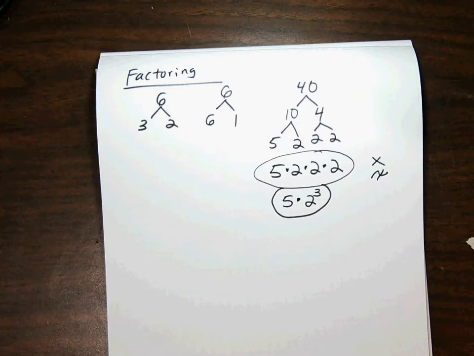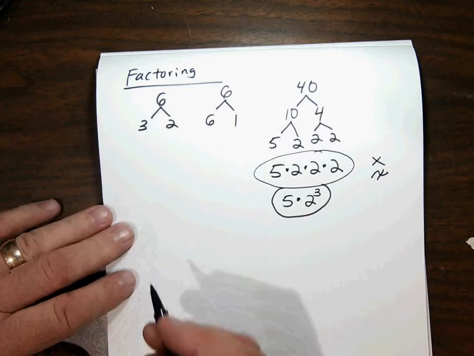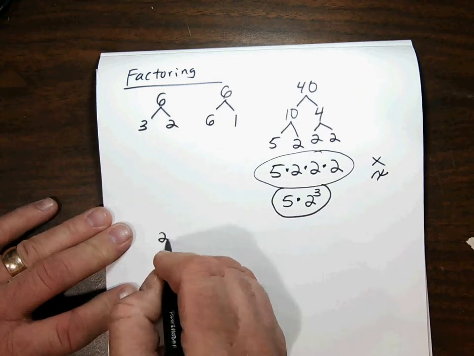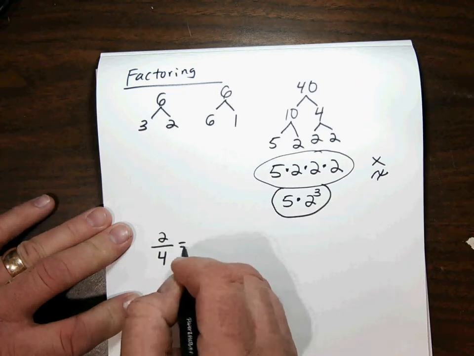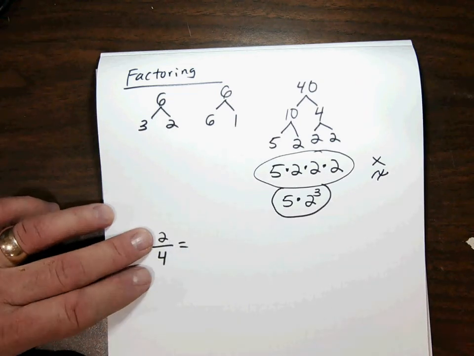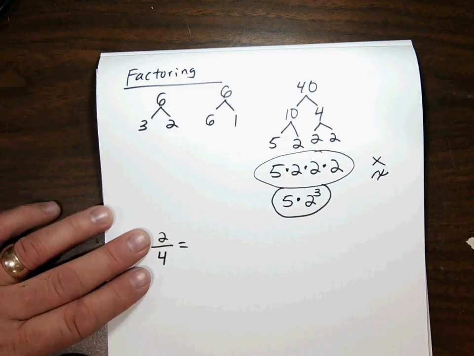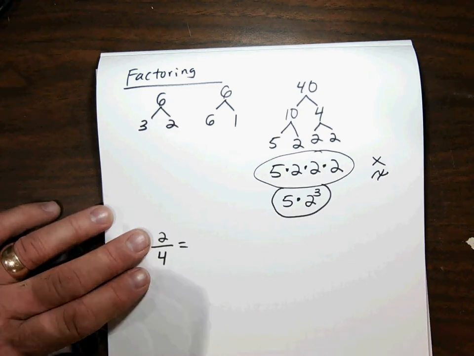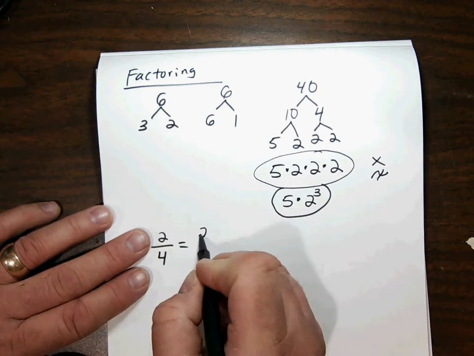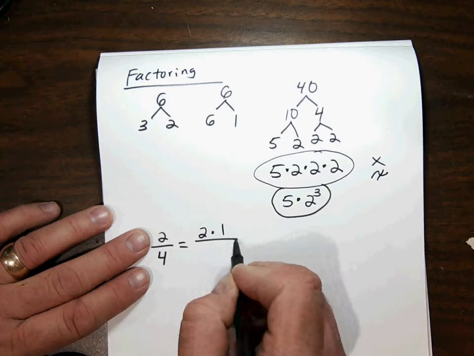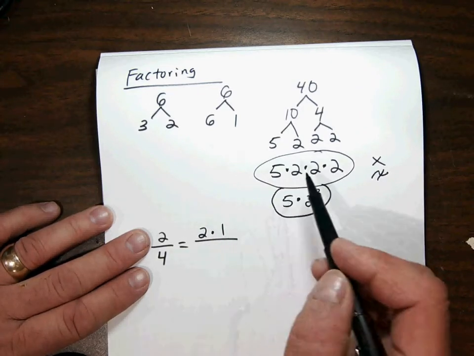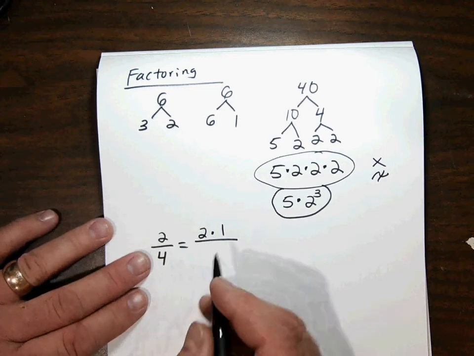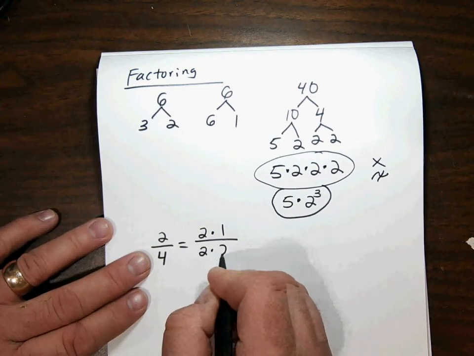Okay, and we use that idea to reduce fractions. Let me just go to that same 2 over 4. Well, 2 you say is what we call prime. A prime number can't be factored other than to call it itself times 1. So I'm just going to do that. I'm going to call it itself times 1. Again, I'm writing it a little differently now, not the tree arrangement. 4 I'm going to factor as 2 times 2.